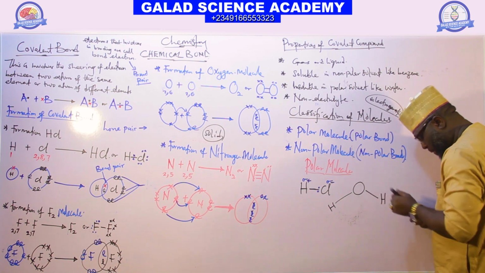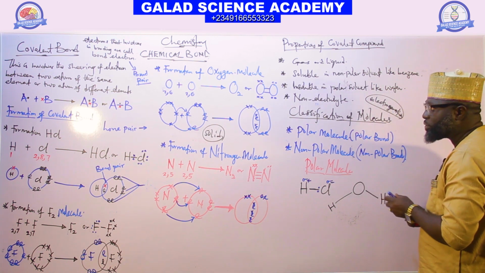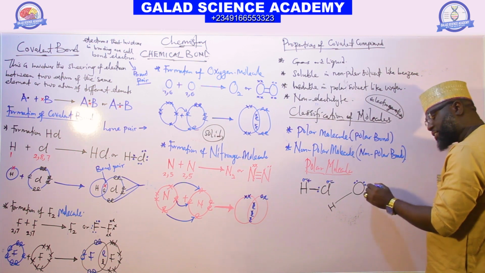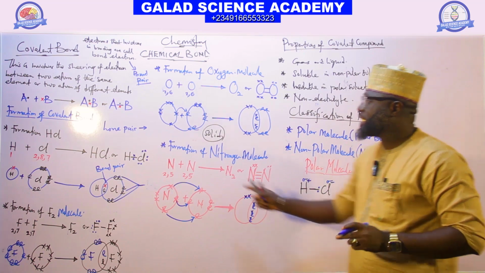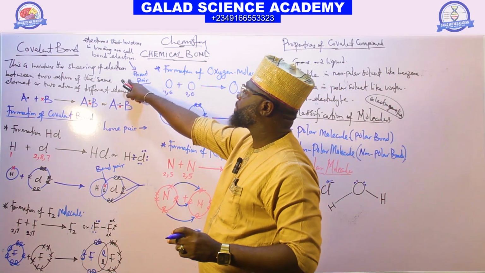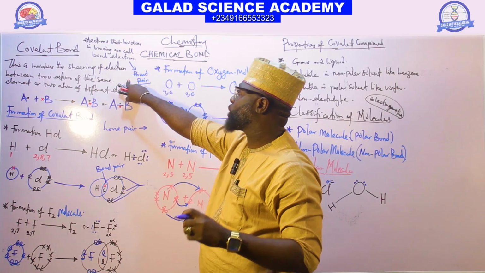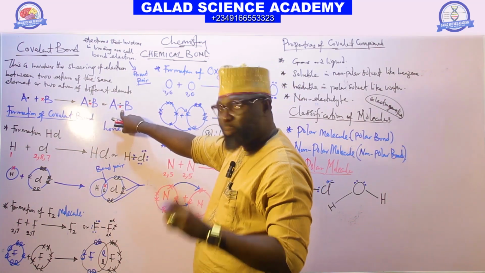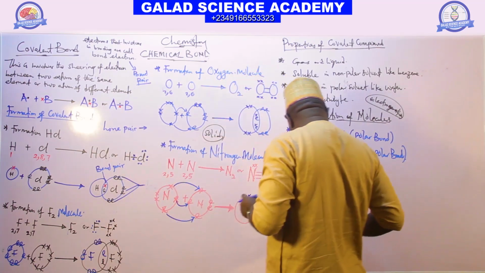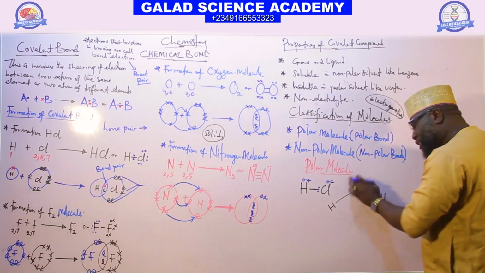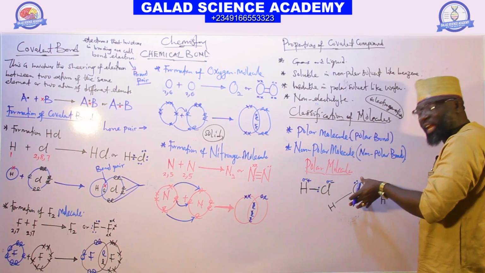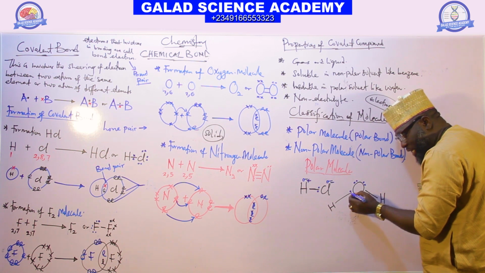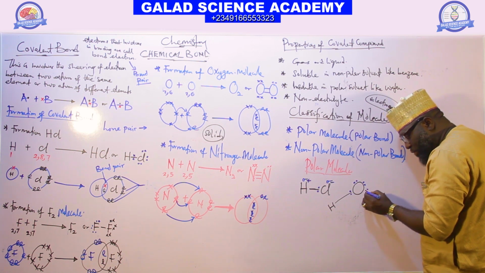Let me use a blue marker. We have a lone pair here and a lone pair here. I said earlier that we use a short bar to represent a covalent bond, and in each bond we have two electrons. So we have two electrons here, two electrons here. But oxygen is more powerful in terms of electronegativity than hydrogen, and the bond electron here will shift to this side.